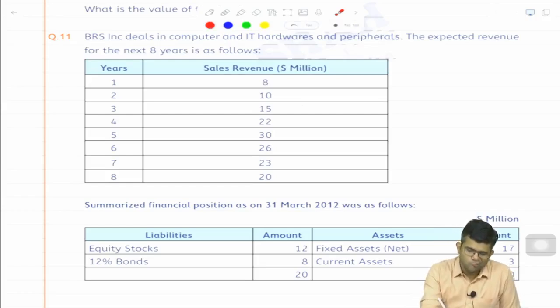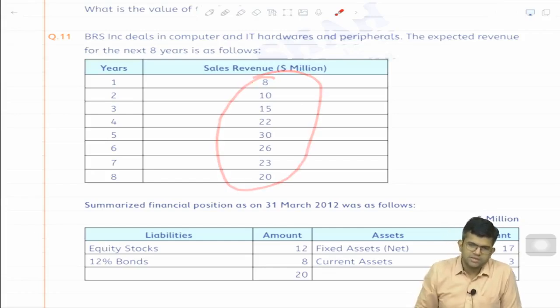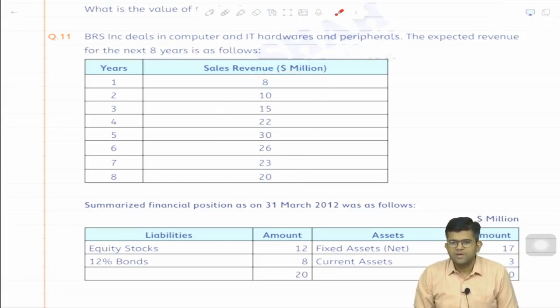They are saying BRS INC deals in computer and IT hardwares and whatever. The expected revenues for the next 8 years are as follows. So they have given you 8 years of sales. Okay. So you know now when we calculate FCFF, we will be starting with these numbers, that is sales. Everyone remembers, no? Sales minus operating expenses will give EBIT and all that.